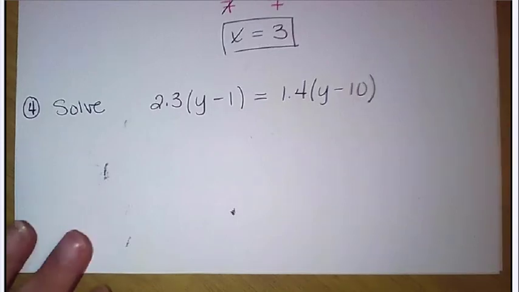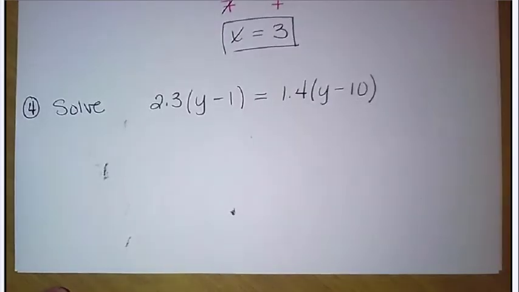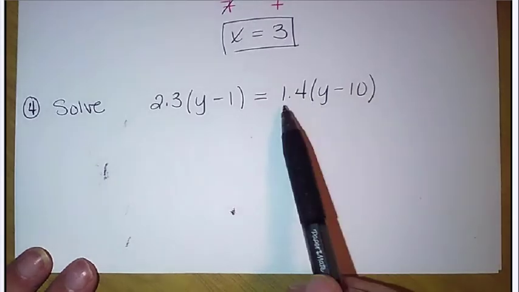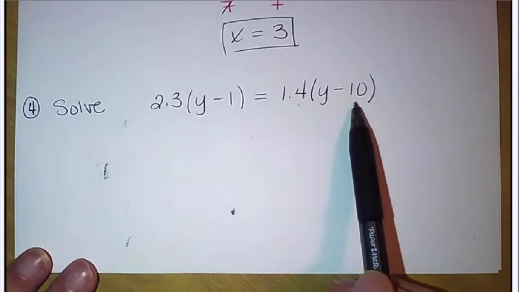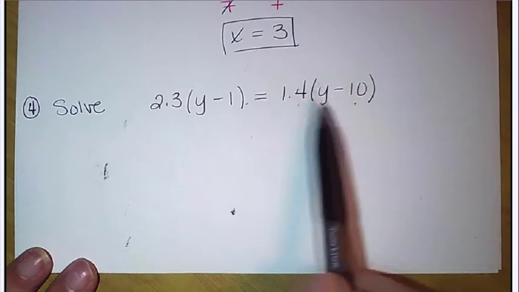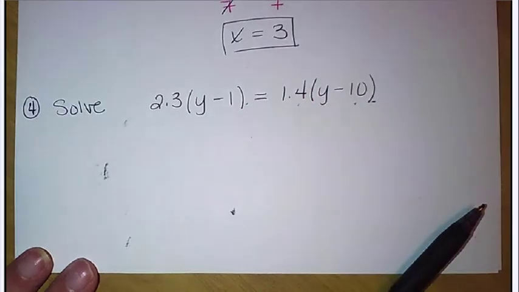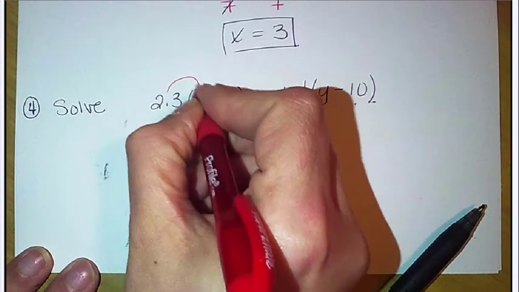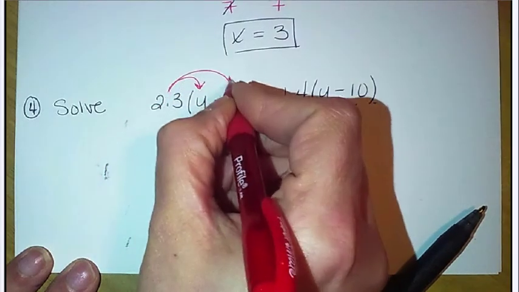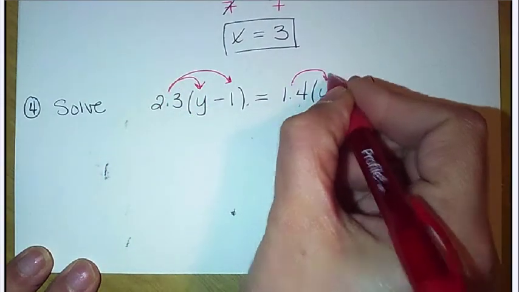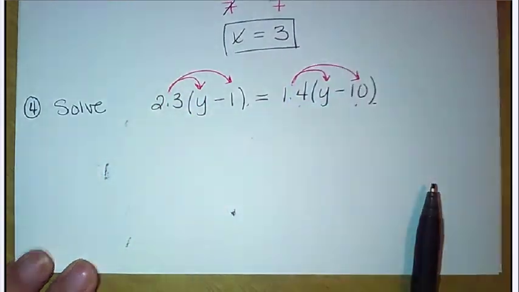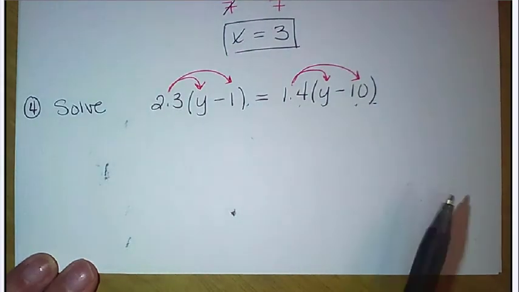Okay, so for our fourth example, again, very similar to the last one, except I've added some decimals in here for us. So we've got 2.3 times y minus 1, and then we've got 1.4 times y minus 10. And again, because we have these parentheses as part of our problem, the first thing we want to do is distribute those parentheses. Both sides here, making sure to multiply each one by everything in the parentheses.